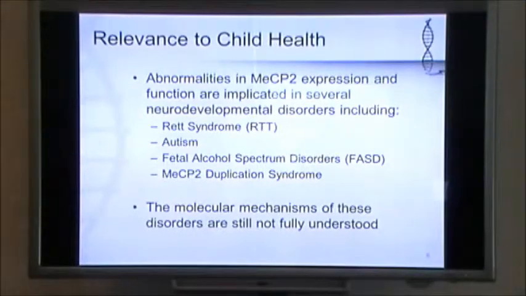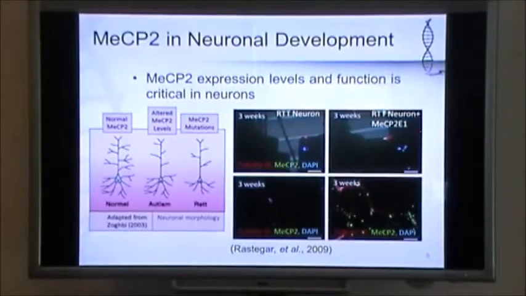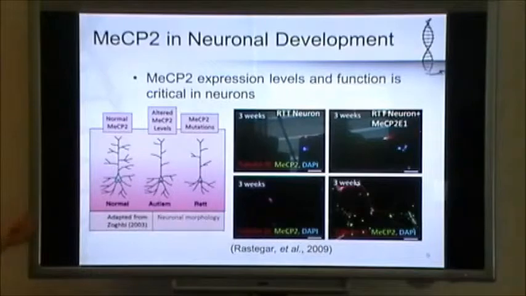The molecular mechanisms of these disorders are still not fully understood. What is known about MECP2, though, is that its expression and function are critical in neurons. Here on the left, I have a schematic of a normal neuron, with the dendrites, the cell body, and the axon. You can see that with altered MECP2 levels, as in an autism neuron, we see a reduced cell body size as well as reduced axonal branching.